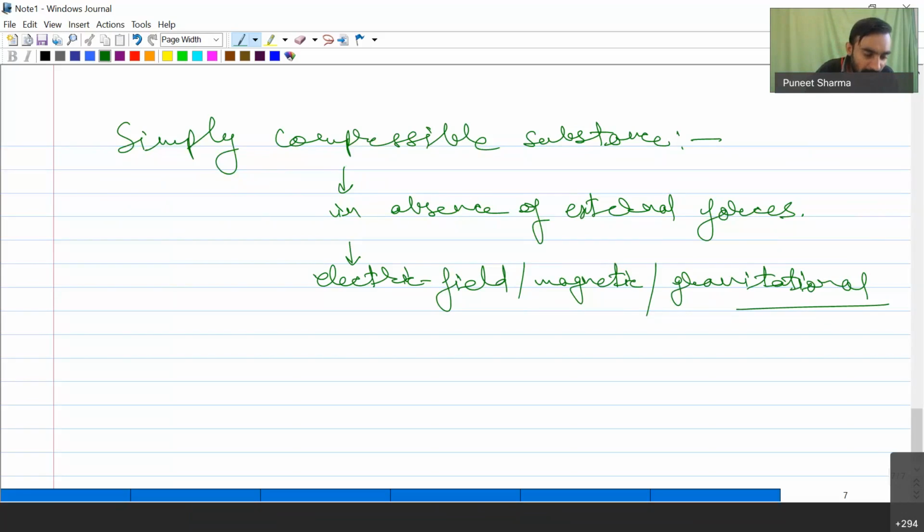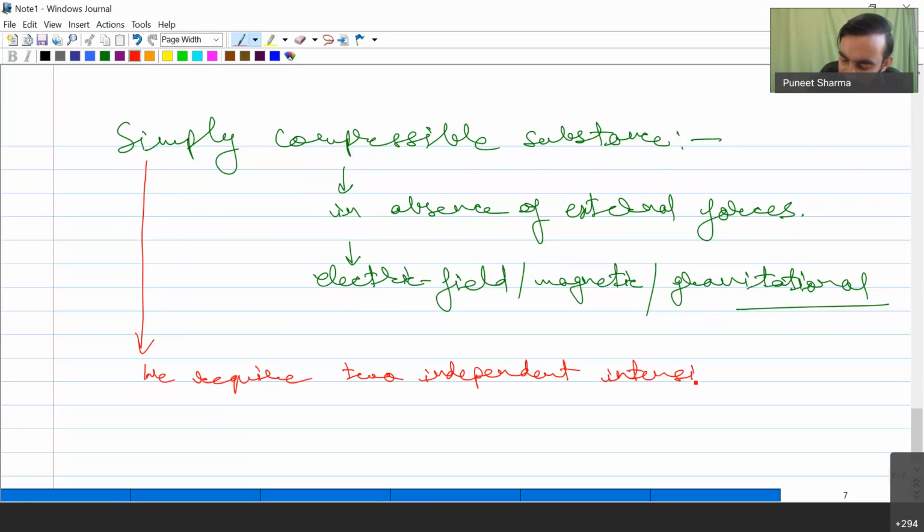Now, as per the state postulate, if we have a simply compressible substance, we require two independent intensive properties to specify its state.